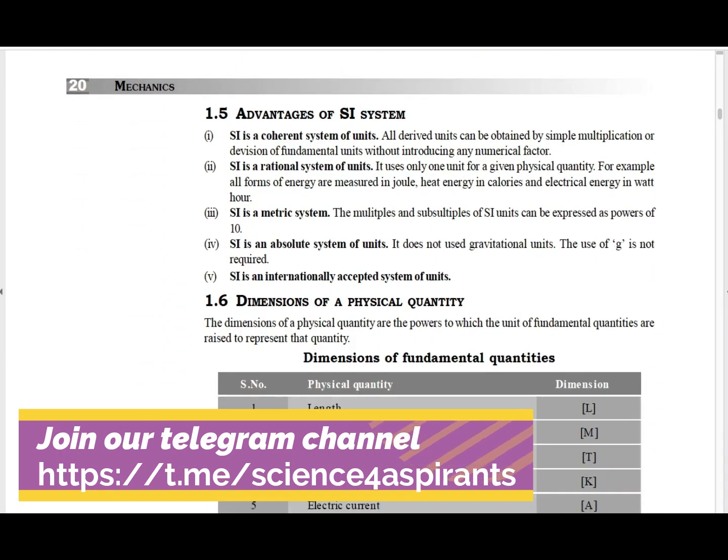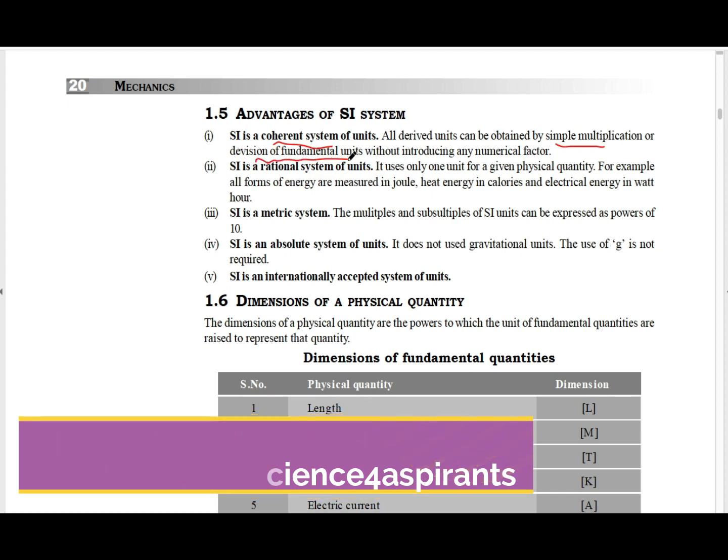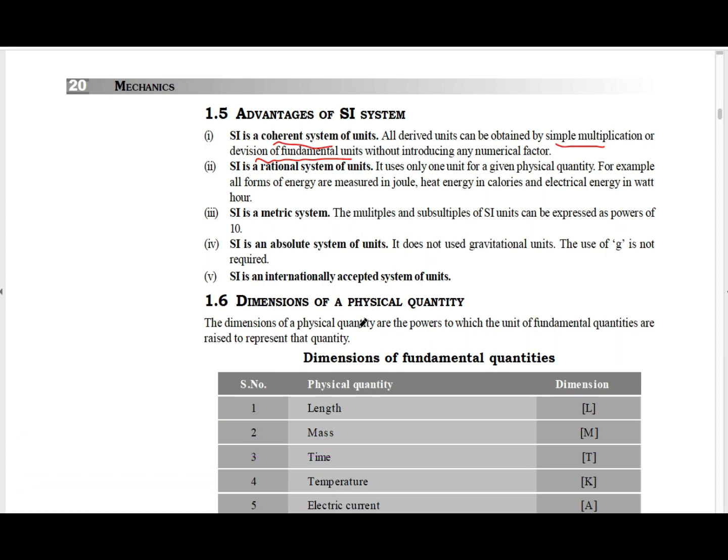Now, what are the advantages of this SI system of unit? SI is a coherent system of unit. Coherent system of unit means all the derived units can be obtained by simple multiplication or division of the fundamental units. All the derived units are very easy to derive from the fundamental physical quantities without any numerical error. That is why we use the SI system of units throughout our physics.